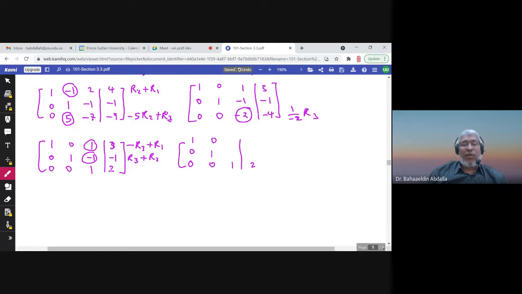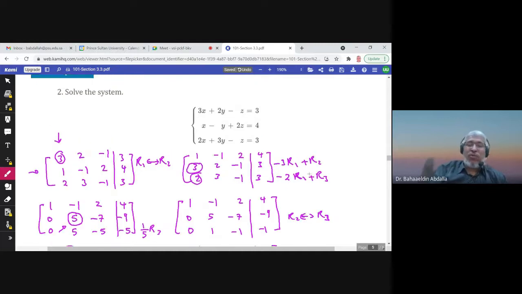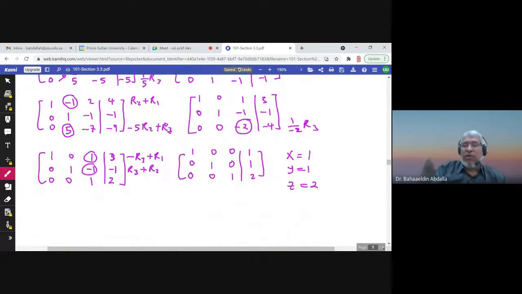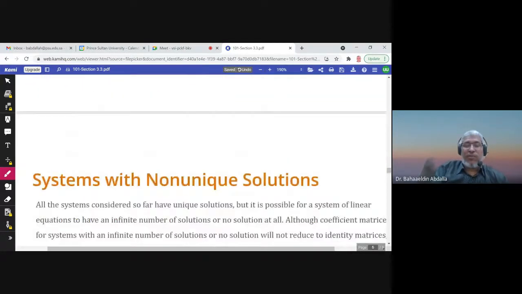Now R3 plus R2, 1 plus minus 1 is 0, 2 minus 1 is 1. And negative R3 plus R1, negative 1 plus 1 is 0, negative 2 plus 3 is 1. So the answer would be X is 1, Y is 1, and Z is 2. And this is the answer, the solution of the system.